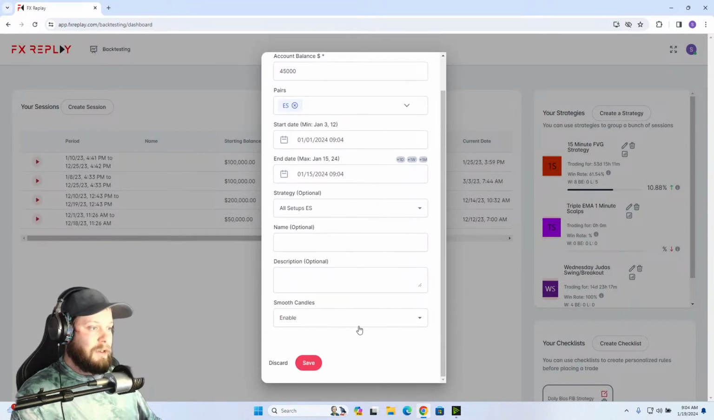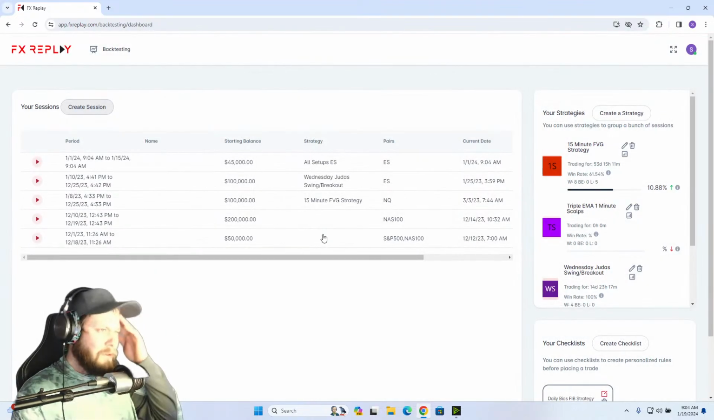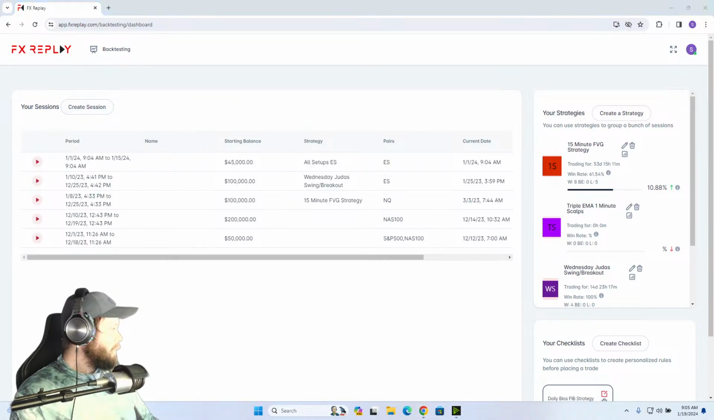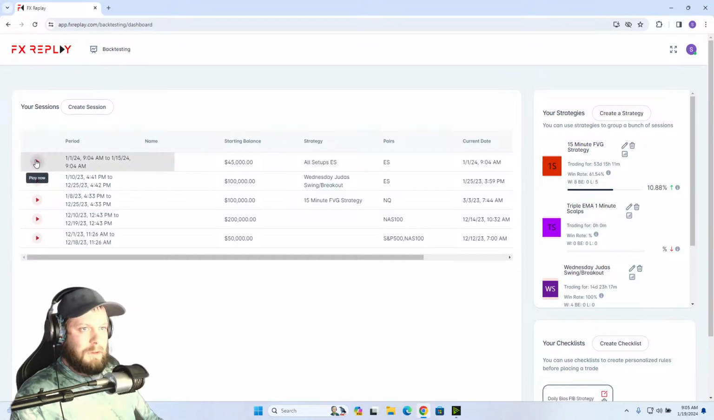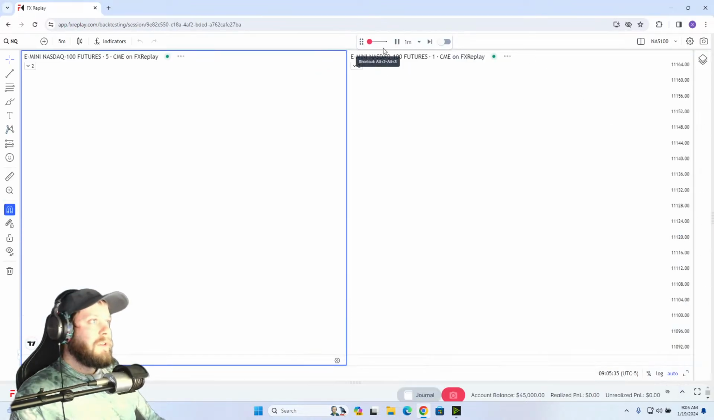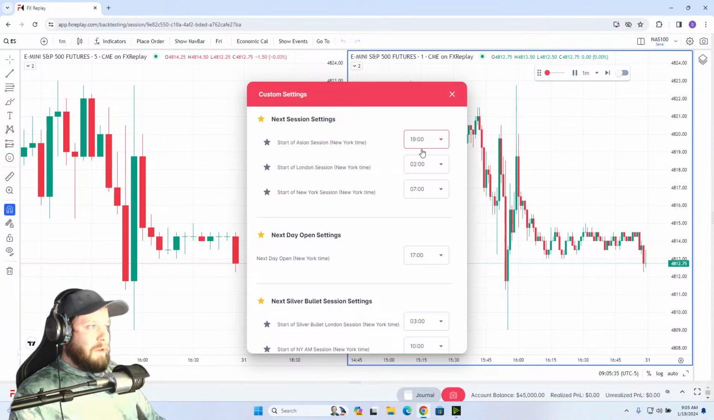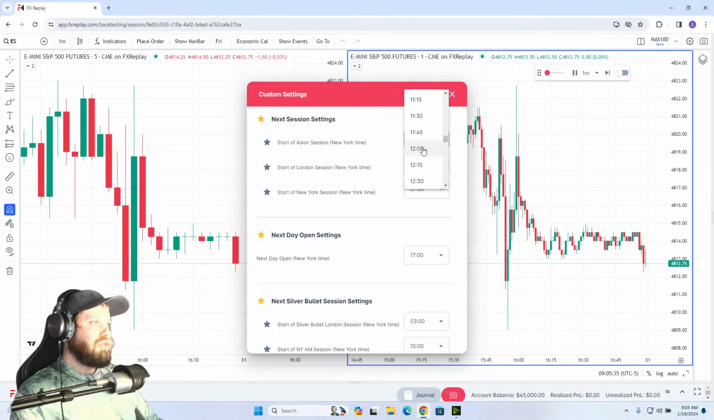With candles, still don't know what that does. Set up the sessions. Go to custom settings. So, start session. We're going to do all these at 7:30.